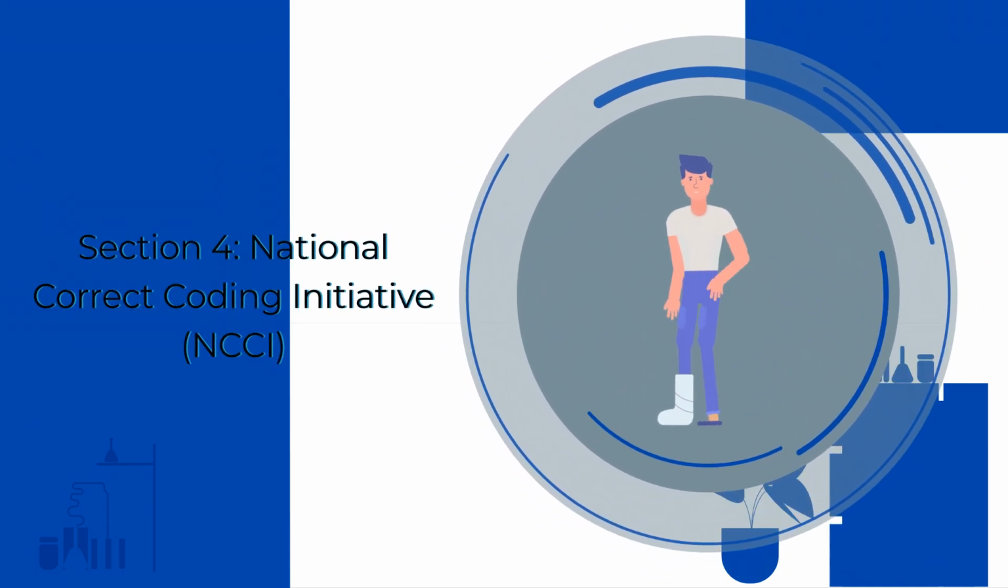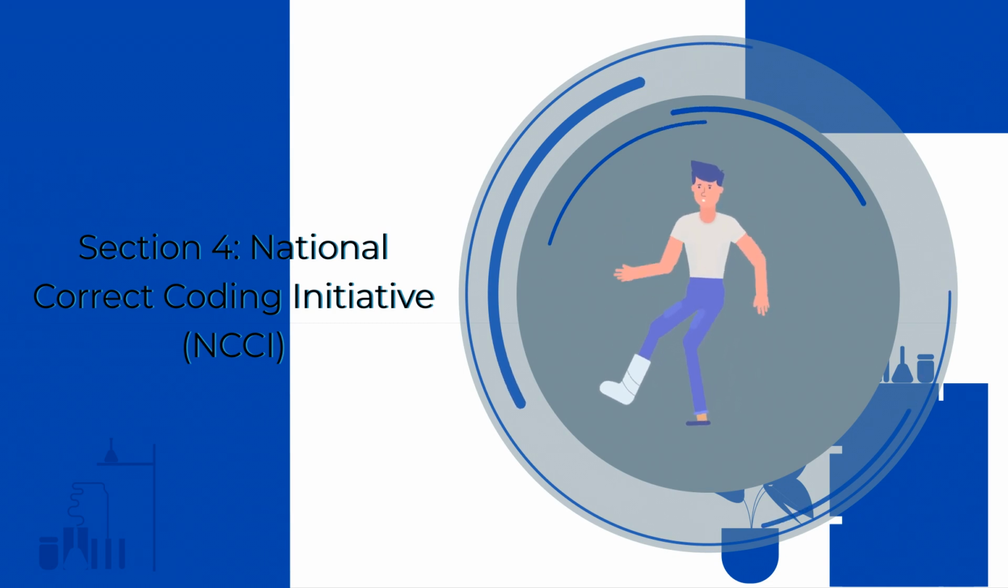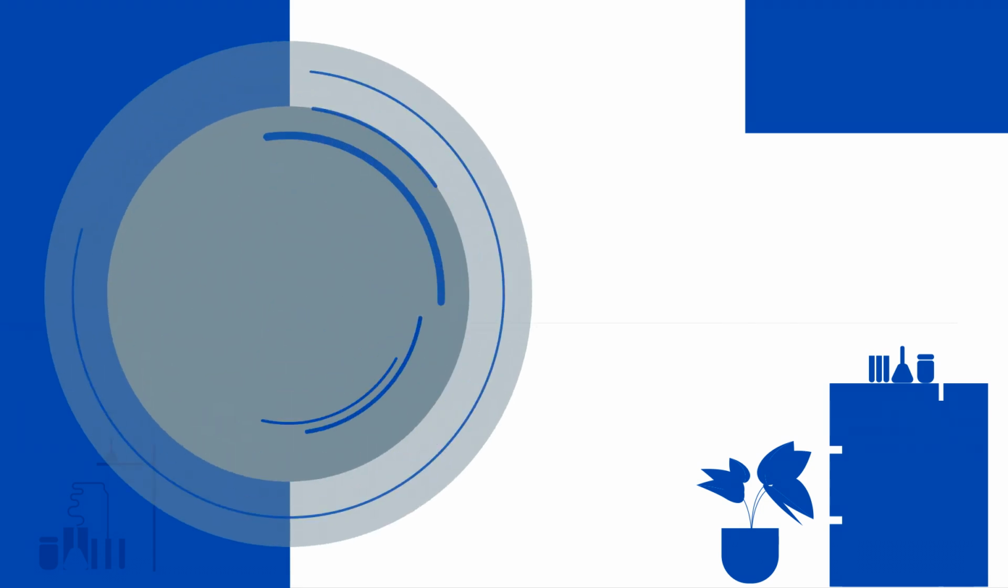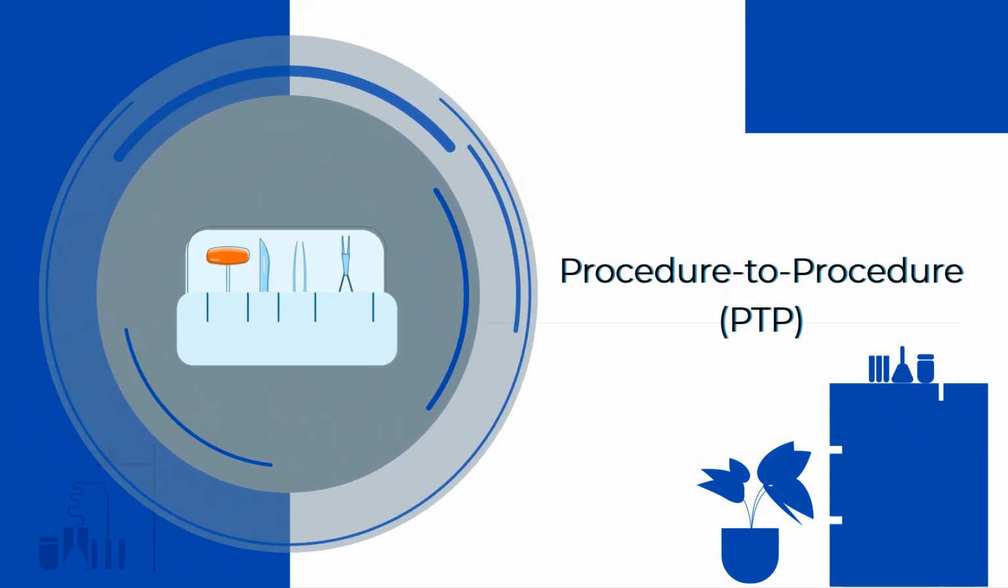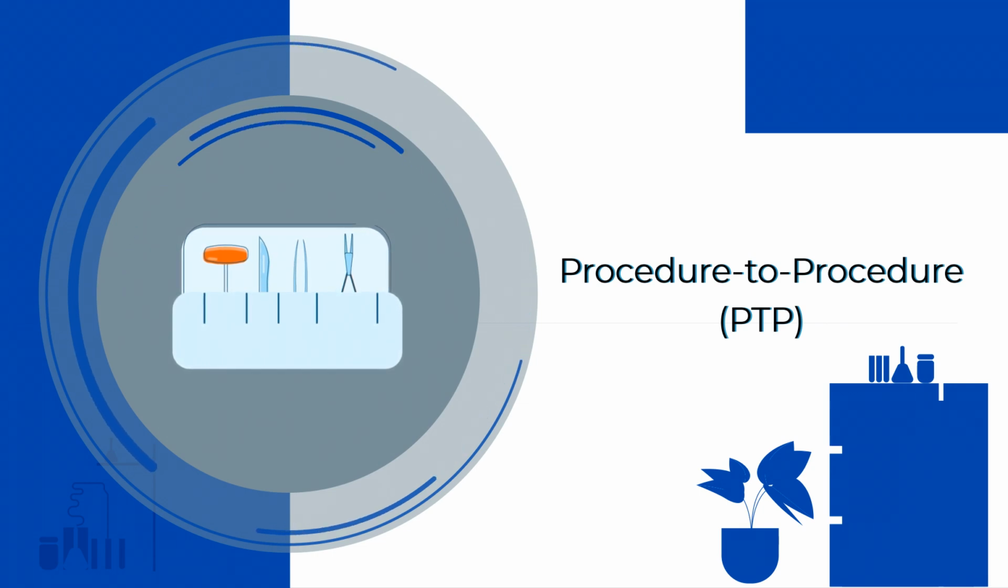Section 4. National Correct Coding Initiative, NCCI. The NCCI created by CMS prevents incorrect coding and overbilling. It includes 3 types of edits. Procedure-to-procedure edits block code pairs that shouldn't be reported together. A modifier may be needed to override an edit.